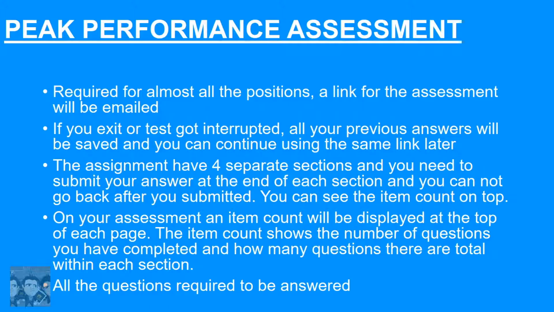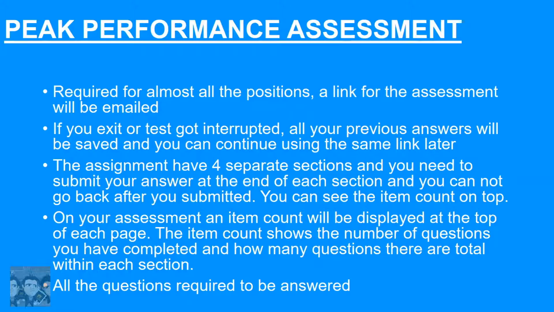In this test you have 4 separate sections, and in each of these sections you can go back and forth, but not between the sections. Once you submit a section, you cannot go back, but within the section you can go back and forth. You can also see the item count on the top of your assessment. The item count shows the number of questions you have completed and how many questions there are in total within each section. All these questions are required to be answered. You cannot skip any questions. That's why you have a lot of time to complete this section.